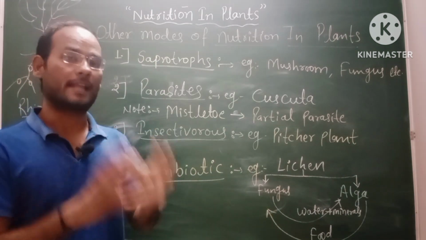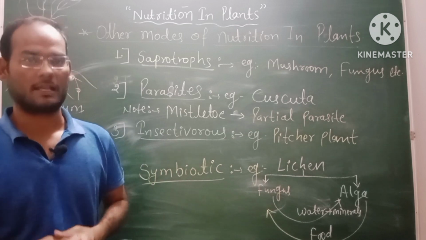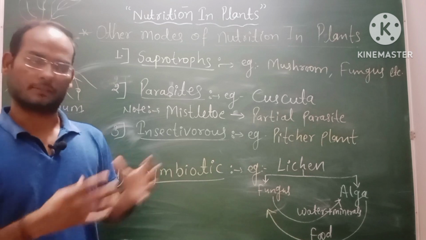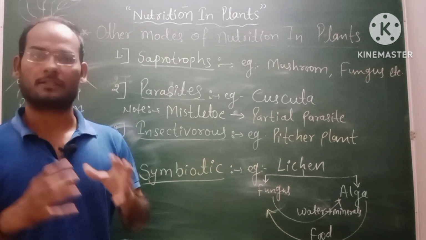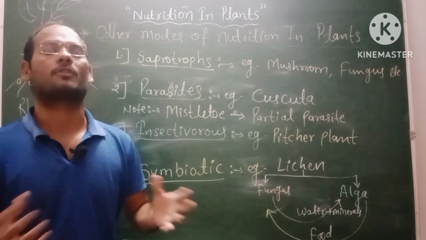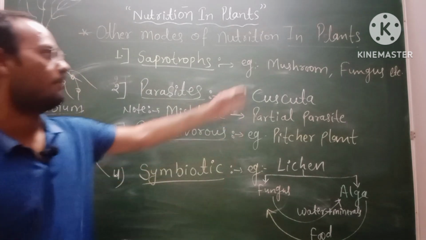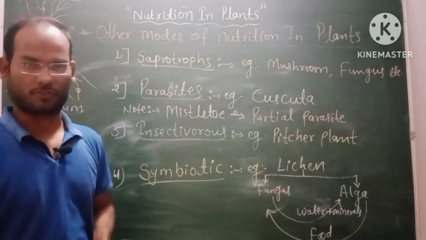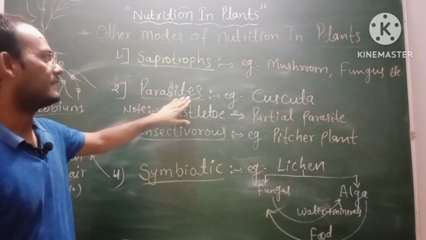Then student, now the plants get ready to absorb these nutrients into their body and fulfill their requirement. In this way, this type of plants obtain their food. So these plants are called saprotrophs, and this type of nutrition is called saprotrophic nutrition. Clear? And we can take examples like mushroom and fungus, which show such kind of nutrition. Clear?